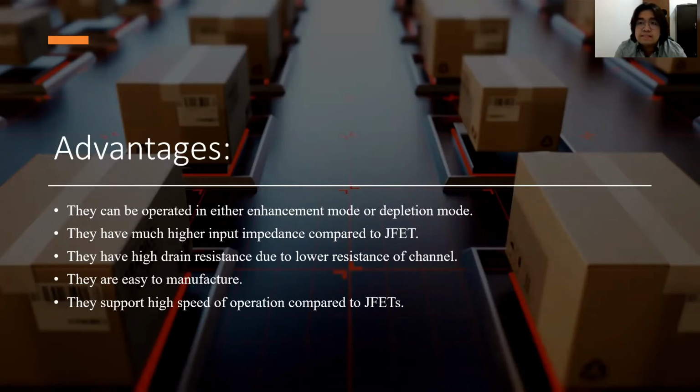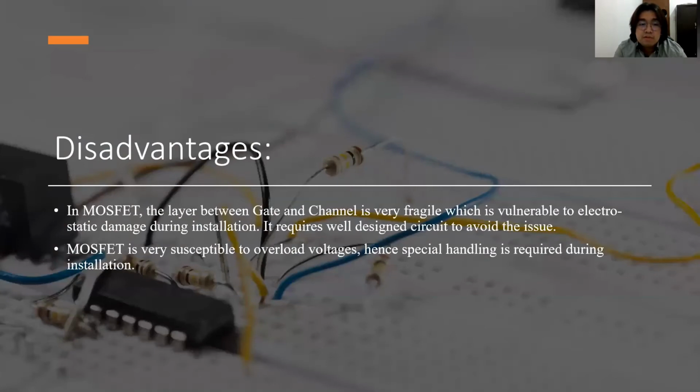Now, let us move on and discuss the disadvantages of the amplifier. In MOSFET, the layer between gate and channel is very fragile, which is vulnerable to electrostatic damage during installation. It requires well-designed circuit to avoid the issue. Then the second and last is that MOSFET is very susceptible to overload voltages. Hence, special handling is required during the installation.